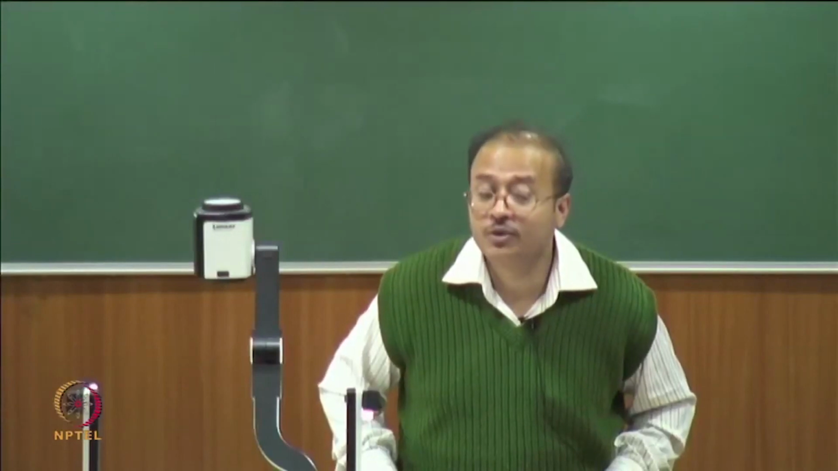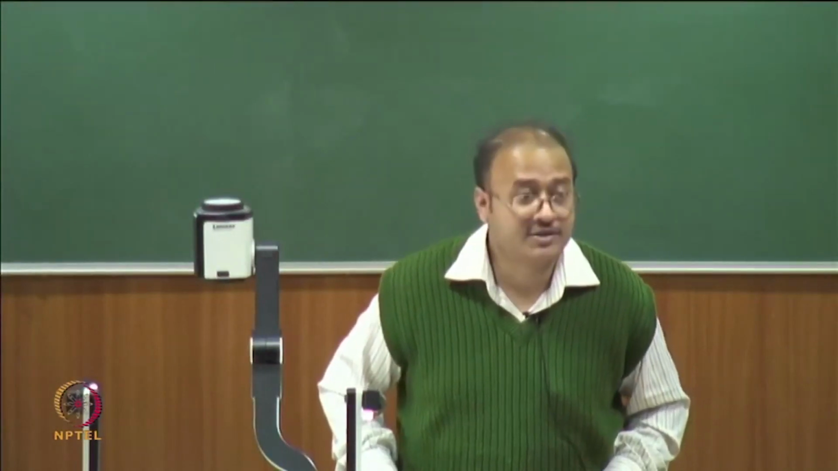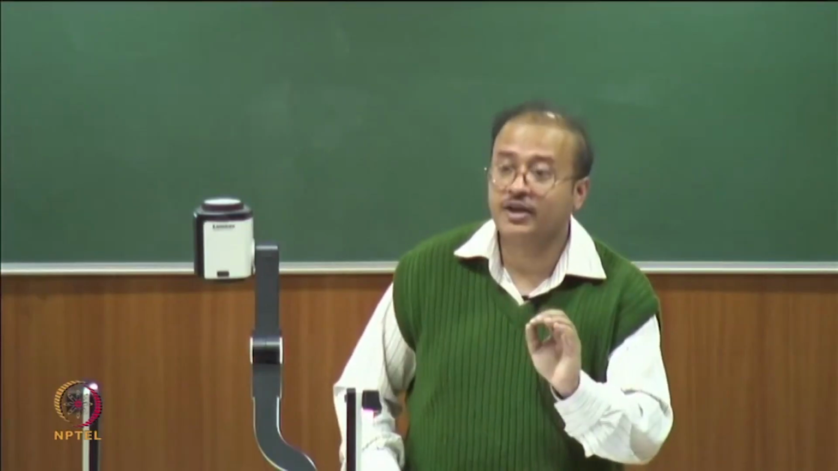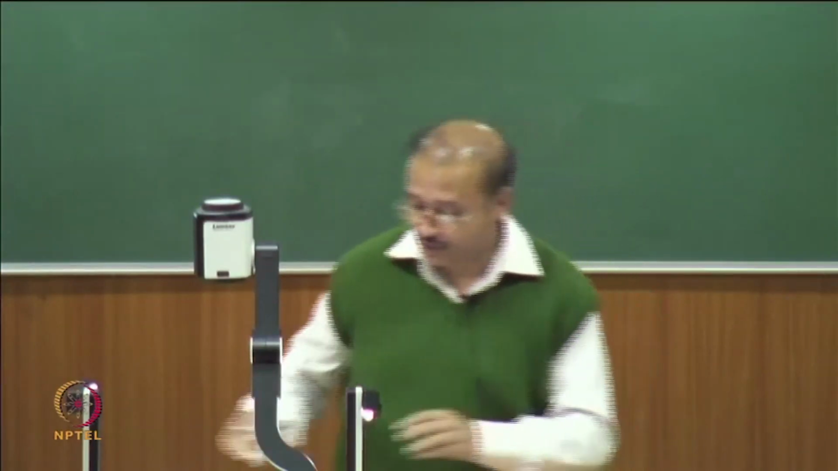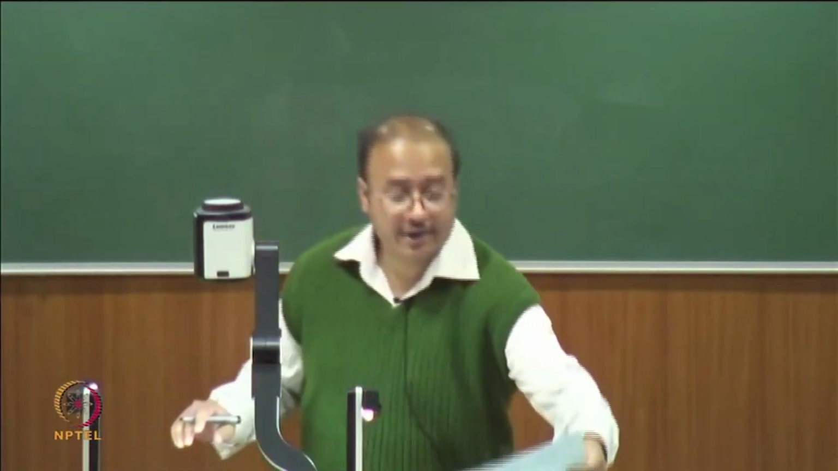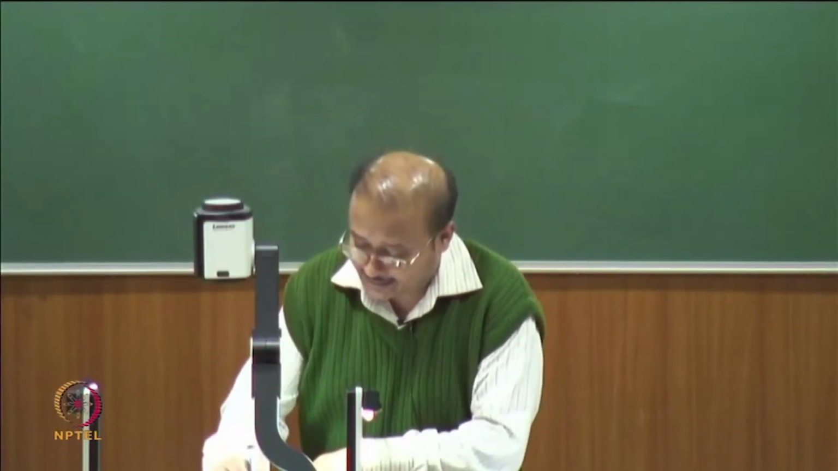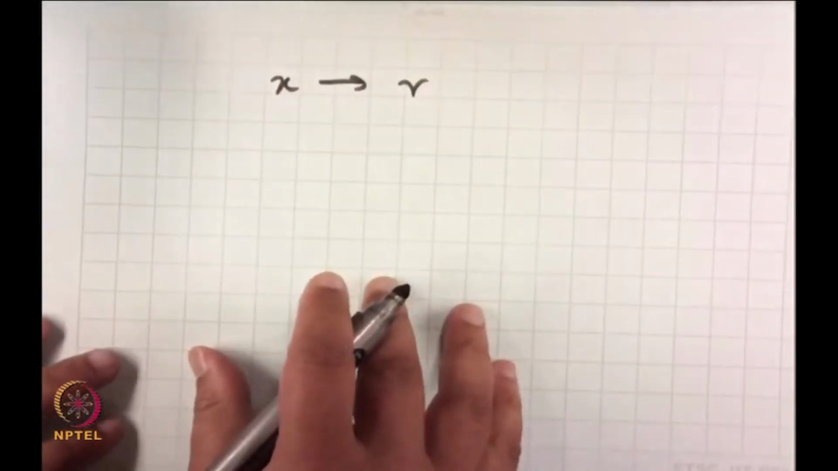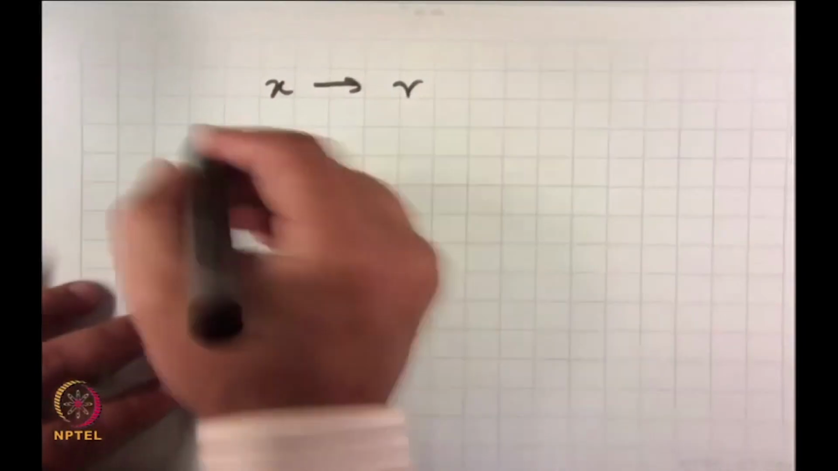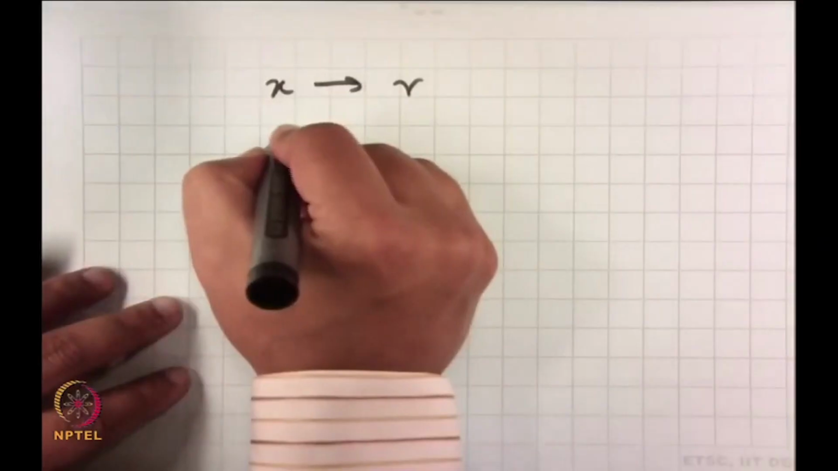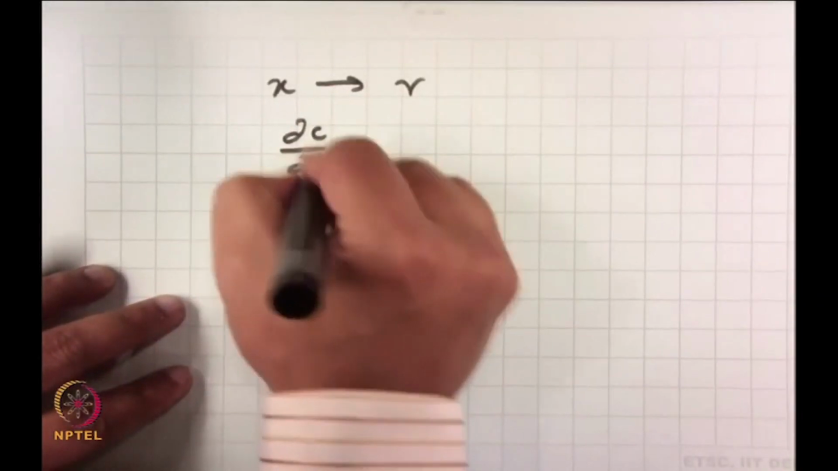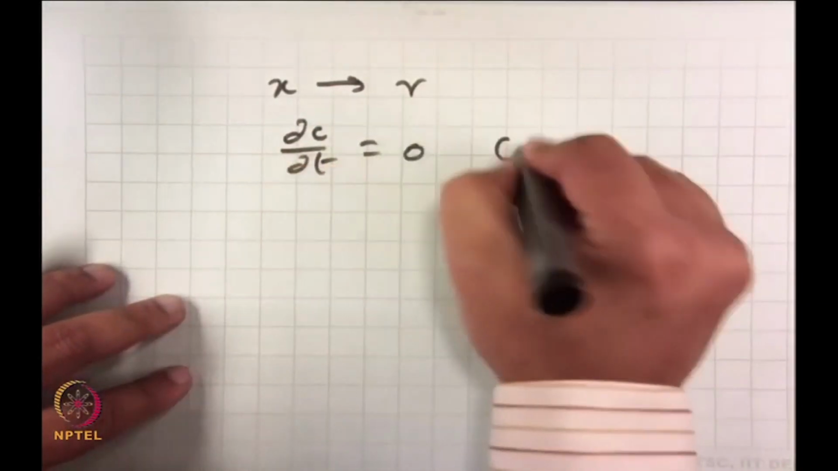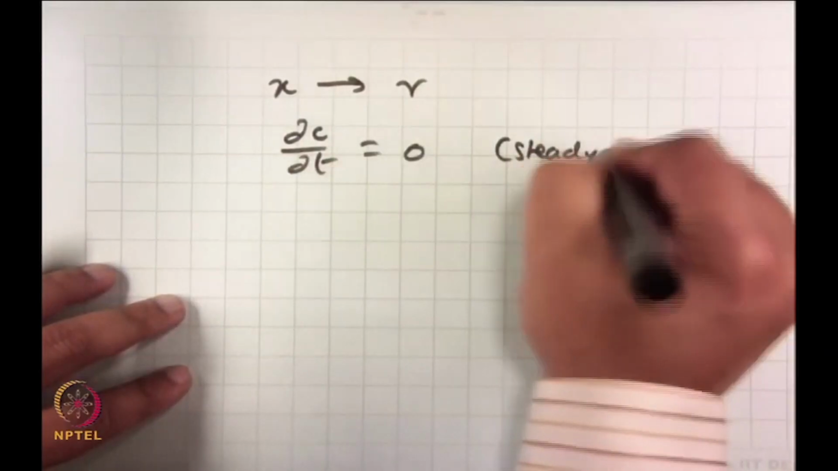Del C by del T should be equal to 0, that is a steady state condition, right. To simplify the problem, that is what you are assuming. So, what you can write now is, x will be replaced by r, because you are talking about spherical polar coordinates, right, and del C by del T is equal to 0. This is your steady state assumption.